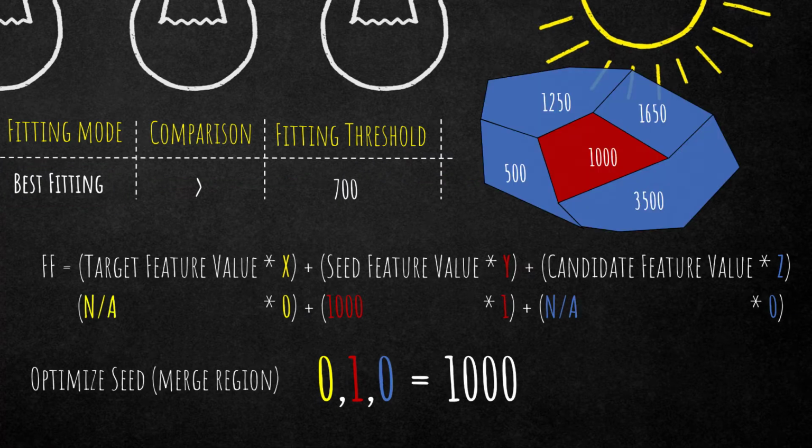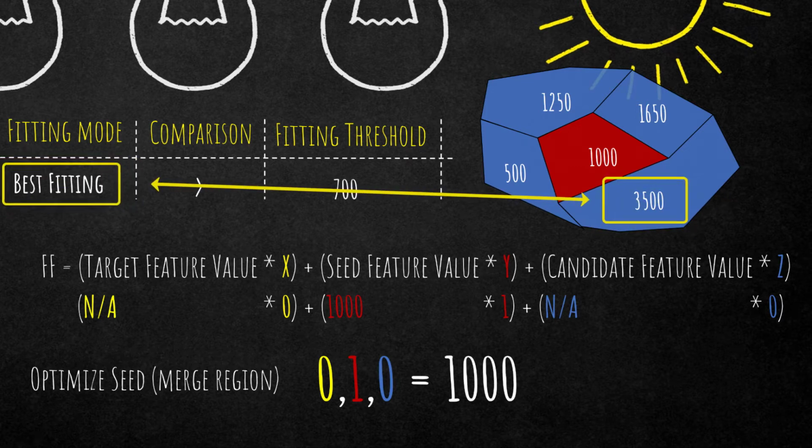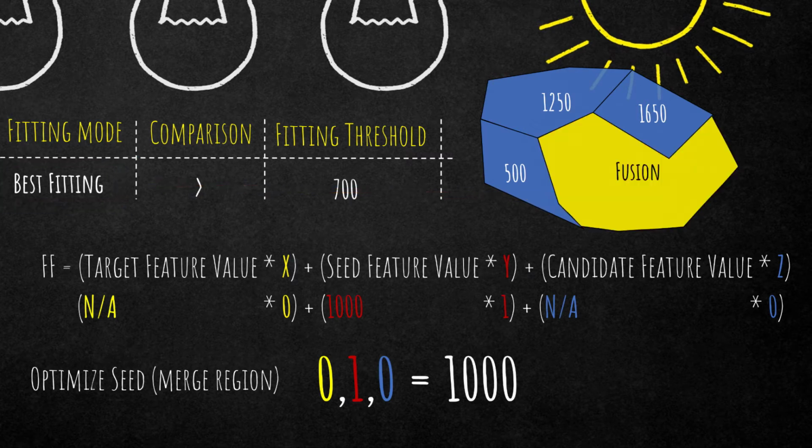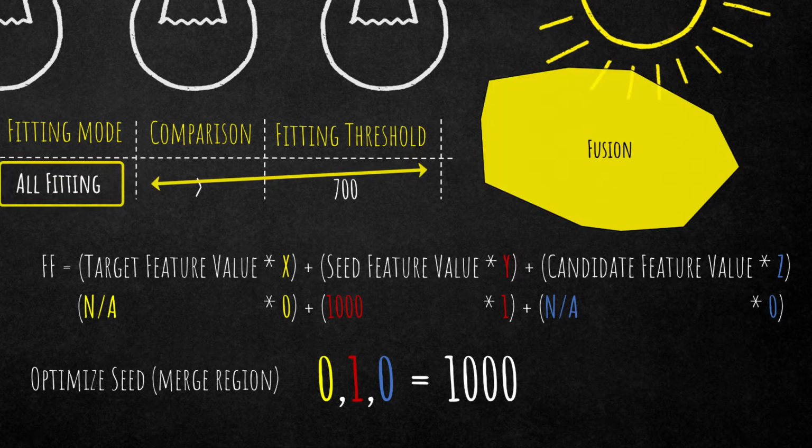Let's have a look at another combination of the weighted sums, in this case 0, 1, 0. So we're interested in the seed feature. If this fulfills the criteria, it's gonna fuse. Best fitting only gonna fuse the candidate with the highest value. And if you change it to all fitting, it's gonna merge into all surroundings if the seed fulfills the criteria.